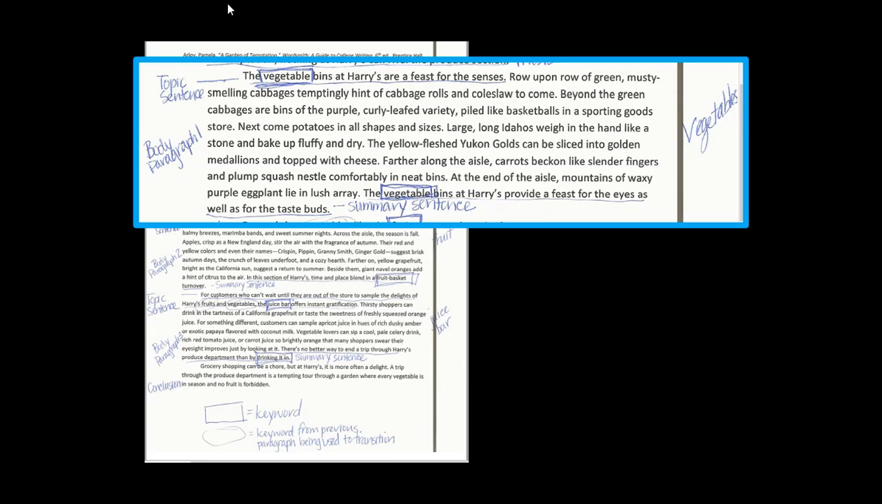Now, the summary sentence at the end of this paragraph should be the last sentence, and it should match the entire paragraph. So: "The vegetable bins at Harry's provide a feast for the eyes as well as for the taste buds." We get the repetition of the idea of feast, and it's a sensory feast, and it mentions the key word as well. So those are both good. That's a good topic sentence. It's a good summary sentence. They use the key words.